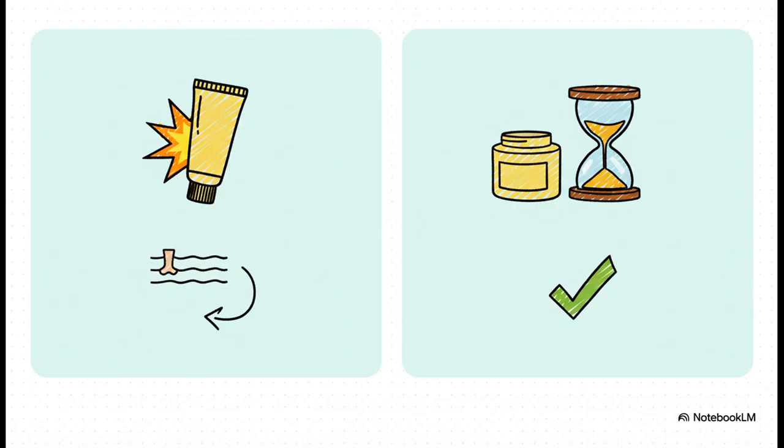Well, corticosteroids are fantastic anti-inflammatories, but you can't use them long-term because of side effects like skin thinning. On the other hand, vitamin D analogs are safe for long-term use, but they're just not as powerful. So by using them together, you get the best of both worlds. You maximize the effect while minimizing the risks from using steroids for too long.